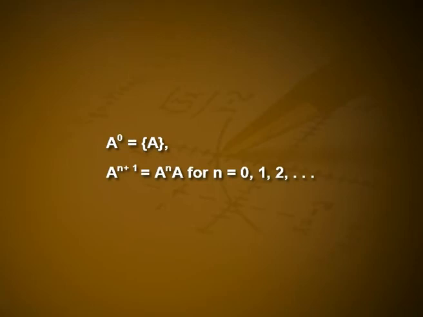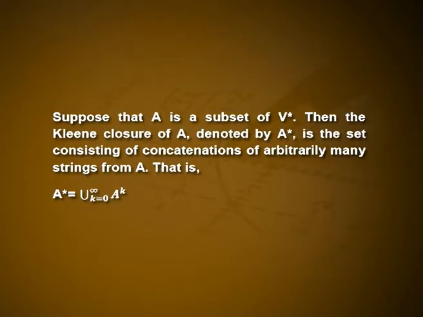From the definition of the concatenation of two sets of strings, we can define A raised to n for n equal to 0, 1, 2, 3 etc. This is done recursively by specifying that A raised to 0 is the set {λ}, and A raised to n plus 1 is equal to A raised to n times A for n equal to 0, 1, 2 etc. The next definition. Suppose that A is a subset of V star, then the Kleene closure of A denoted by A star is the set consisting of concatenations of arbitrarily many strings from A. That is, A star is the union over k equal to 0 to infinity of A raised to k. We will see one example.